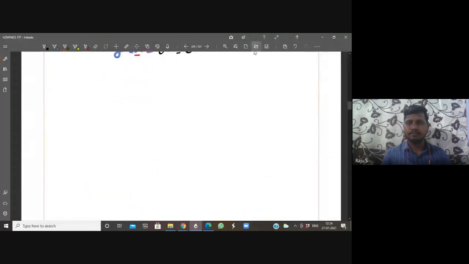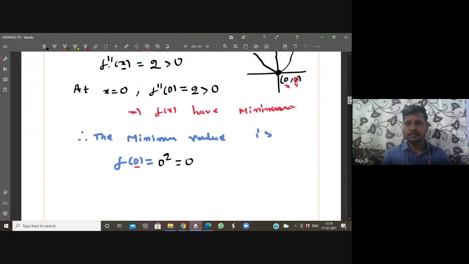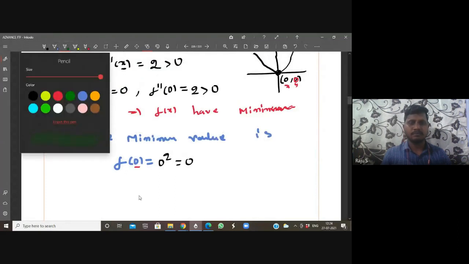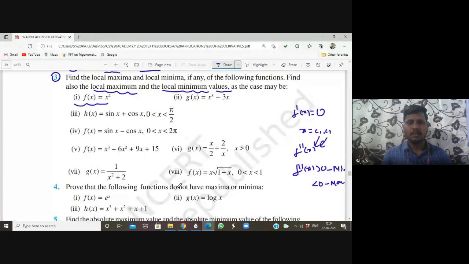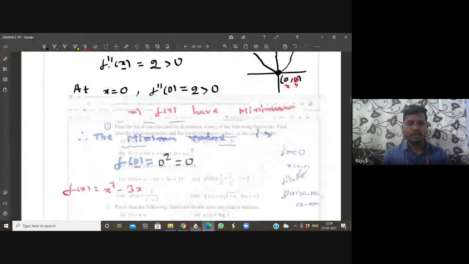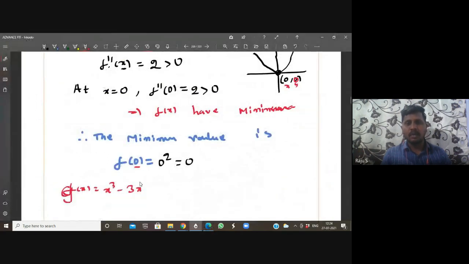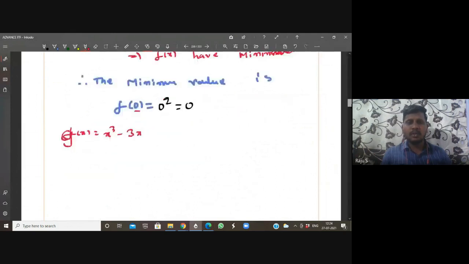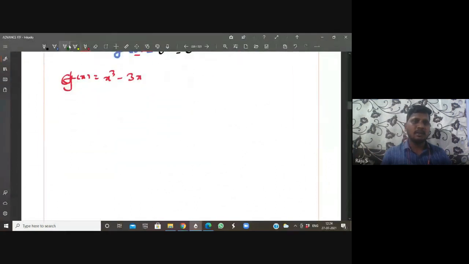Next, second one. What is the second question? x cube minus 3x. It is a cubic equation. Let's see here, cubic equation. f of x is equal to x cube minus 3x. So g of x. So let us see whether this cubic equation has maxima or minima.